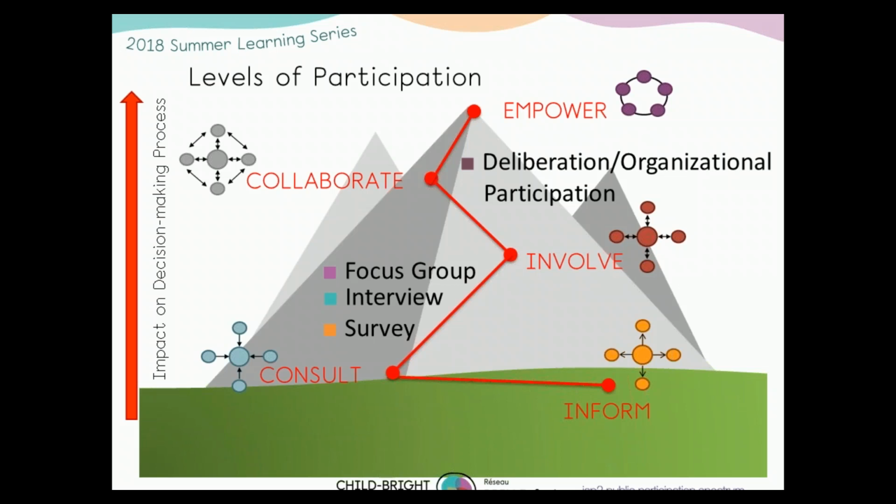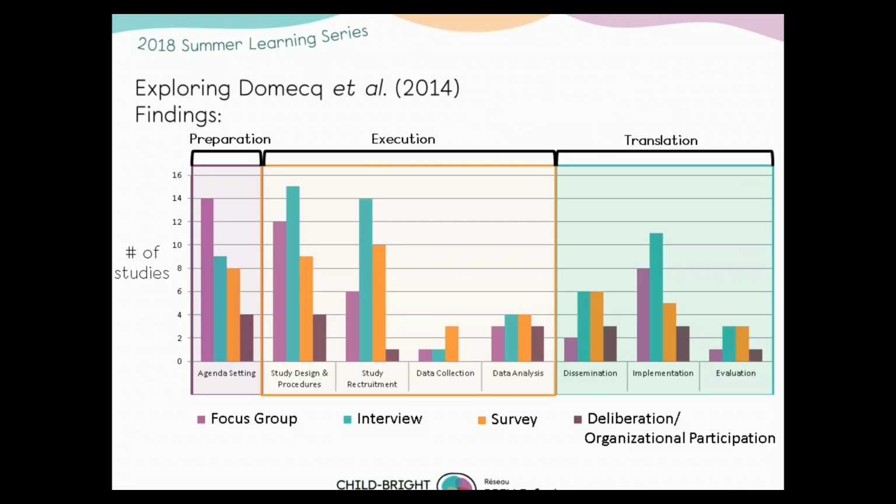fell somewhere between the consult and the involve stage, whereas the more engaged activities where patients were involved on the governance committee, where they were a part of the organizational structure of the project, sat at a much higher level on this continuum of impact on the decision-making process. As we can see, it seems like it is easier to engage patients at a lower level than at a more difficult level. You can see that reflected in our previous bar graph here.